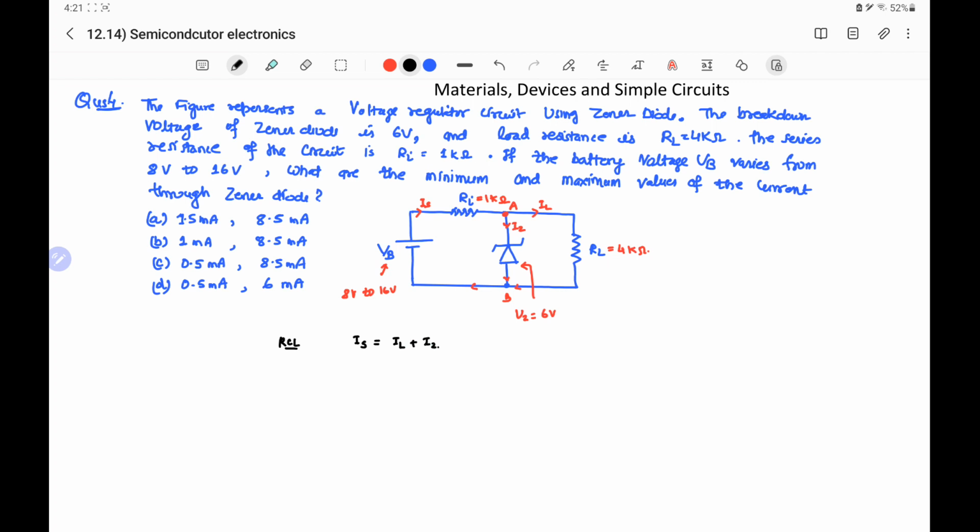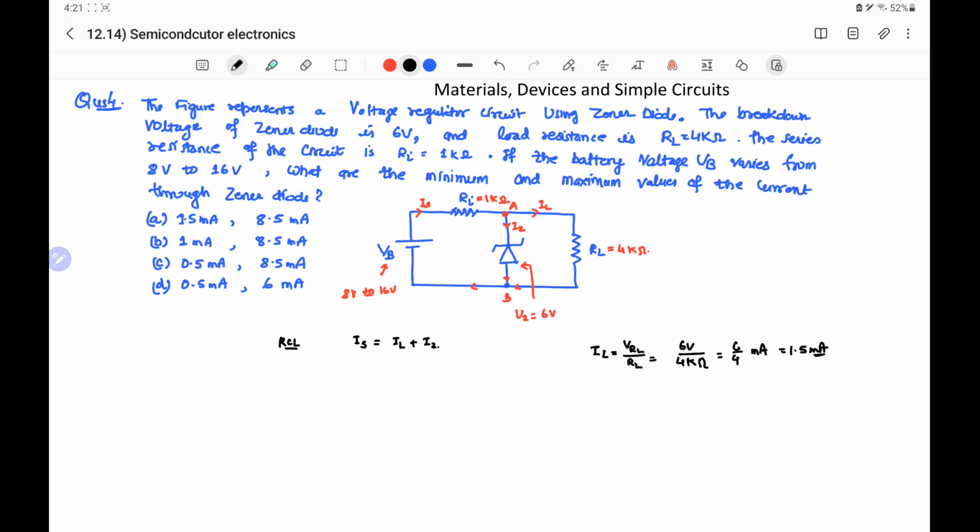First we calculate IL, the load current. IL will be equal to voltage across the load resistor divided by the load resistor. Because load resistor is in parallel with the Zener diode and voltage across the Zener diode is fixed, which is 6 volt, the same voltage appears across the load resistor, so it is 6 volt divided by 4 kilo ohm. That is 6 by 4, and volt by kilo ohm gives milliampere. Hence load current will be 1.5 milliampere. It will be a fixed current.